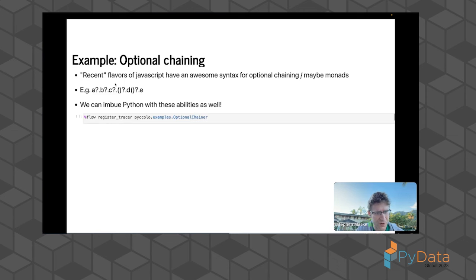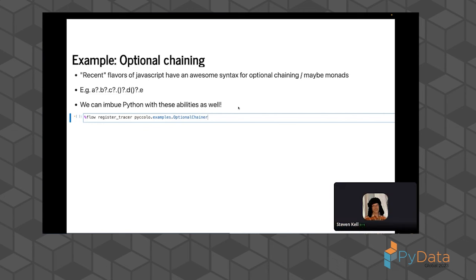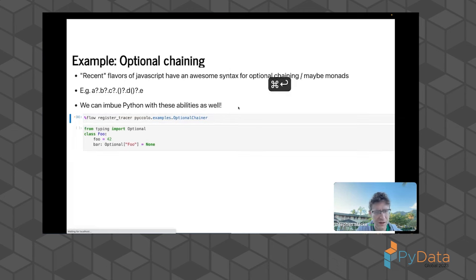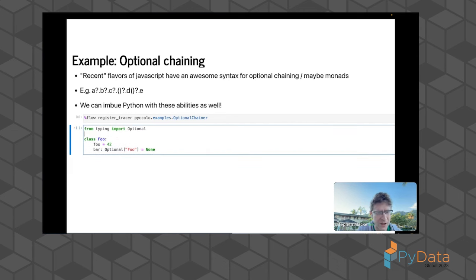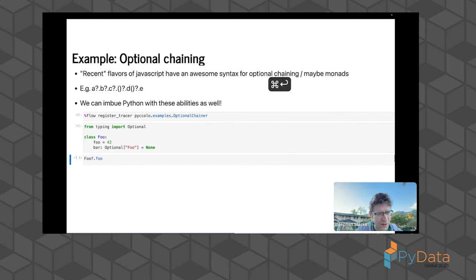So let's see how. First, I'm just going to run this snippet here, which basically registers the instrumentation or AST transformation that enables this functionality. Then I will go ahead and run something. We're just going to get a simple class that has an attribute with a value and one that will be null, which will be important later. So let's go ahead and see how this works.